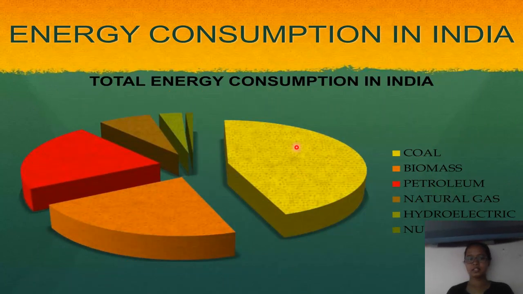This is the statistics of the energy consumption in India, the total energy consumption, where you can see the colors, and the yellow is the coal. This is the consumption of coal in India, which is a huge amount, along with biomass, petroleum, natural gas, hydroelectric, and nuclear. Here you can see the statistics of the total energy consumption in India.